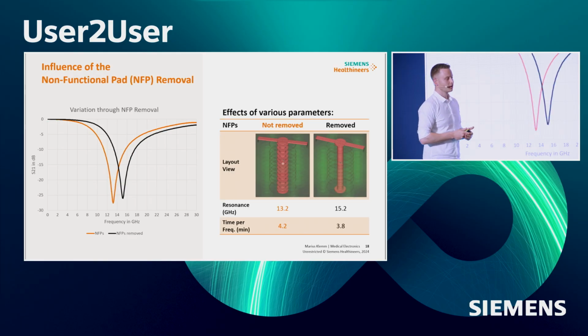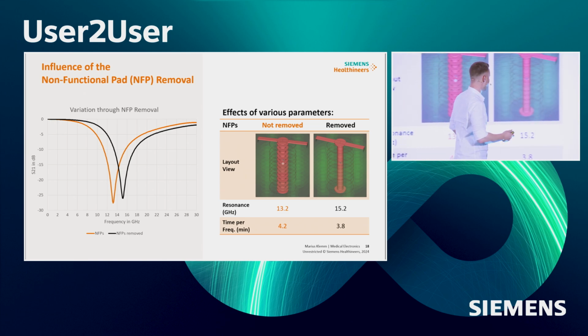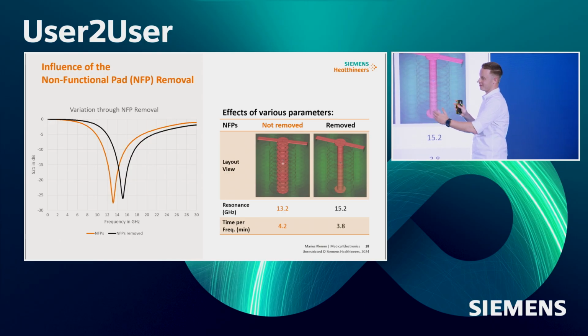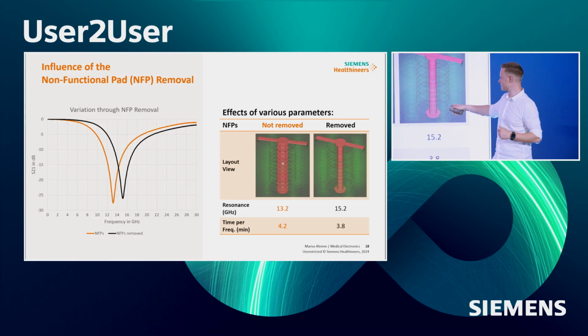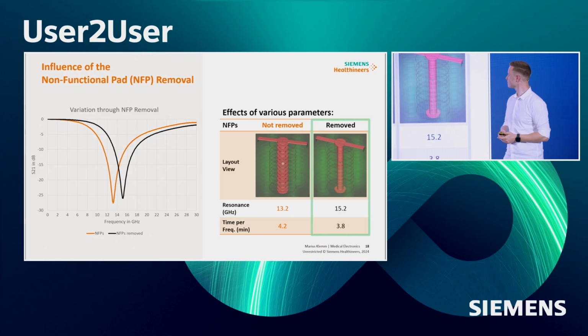Next, a very interesting thing are non-functional pads. What happens if we keep them there, and what happens if we remove them? So what you see on the left is a very strong deviation. The one with non-functional pads lands at 13.2 gigahertz. The next one 2 gigahertz above. And the interesting thing is, if we remove them, if the PCB vendor knows, okay, I shall remove them, then we can gain 2 gigahertz of bandwidth, of channel bandwidth effectively, which is quite nice.